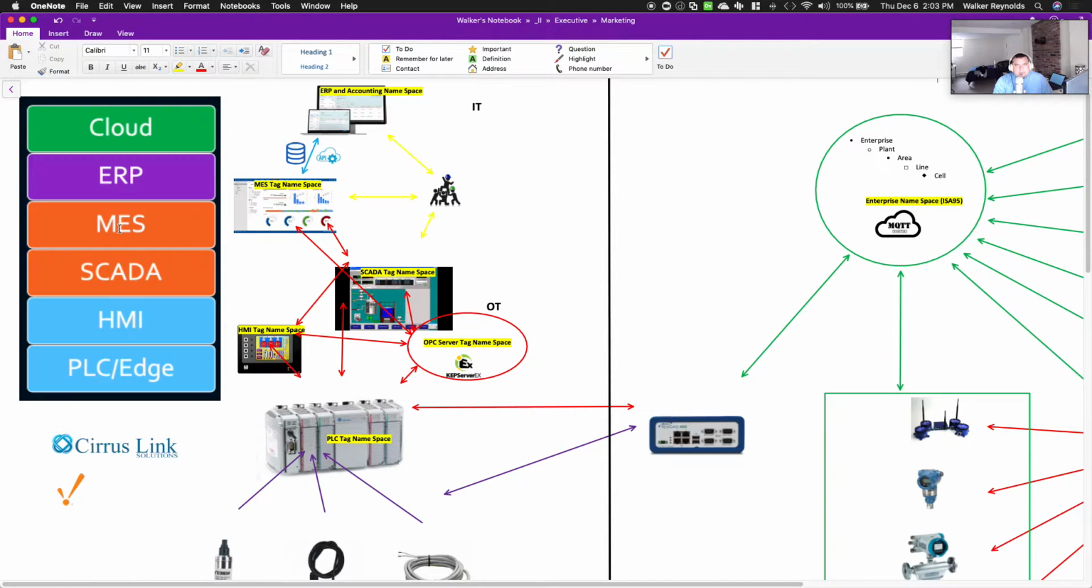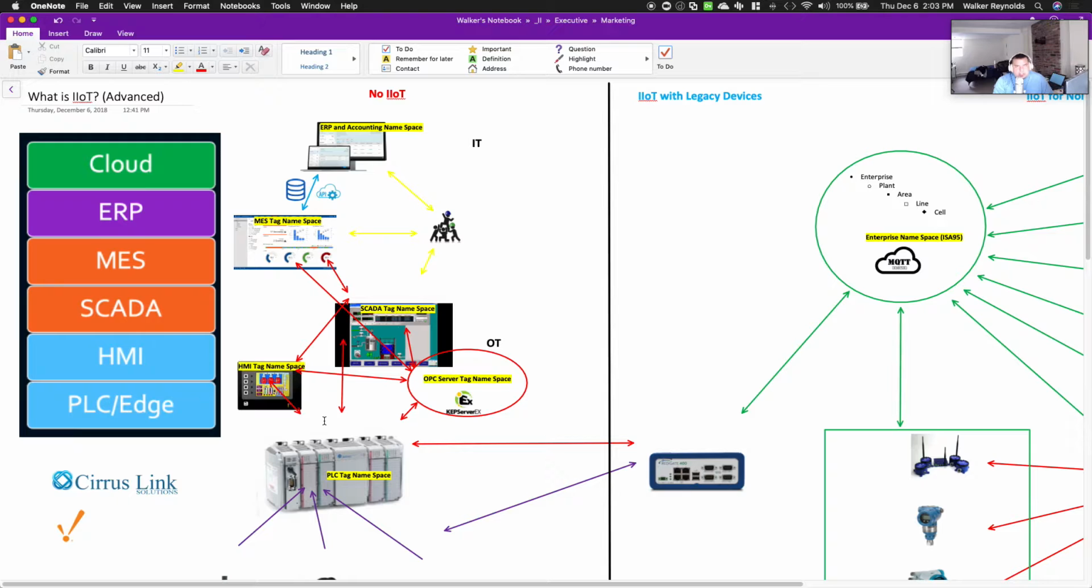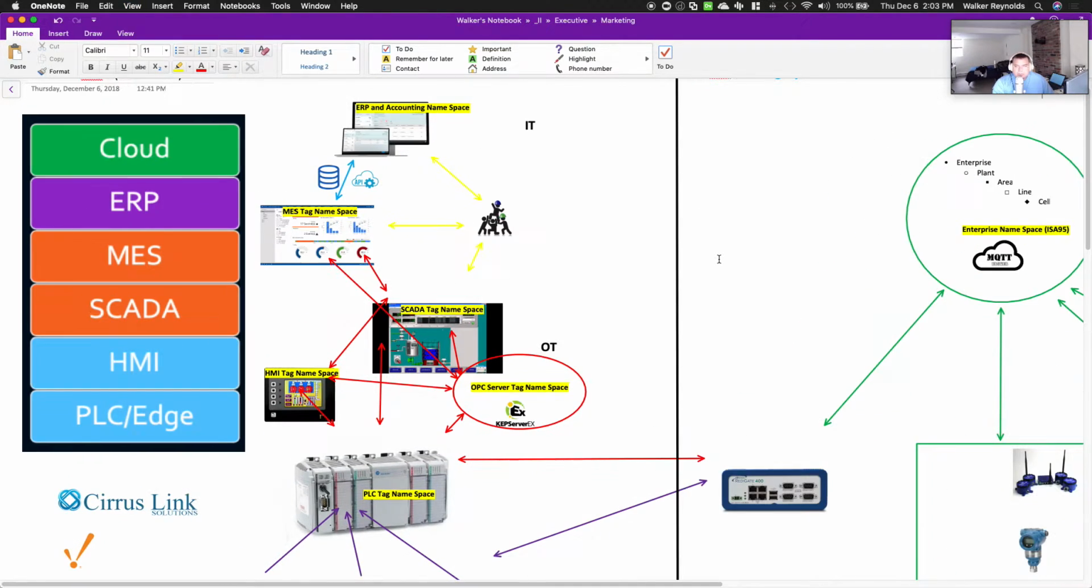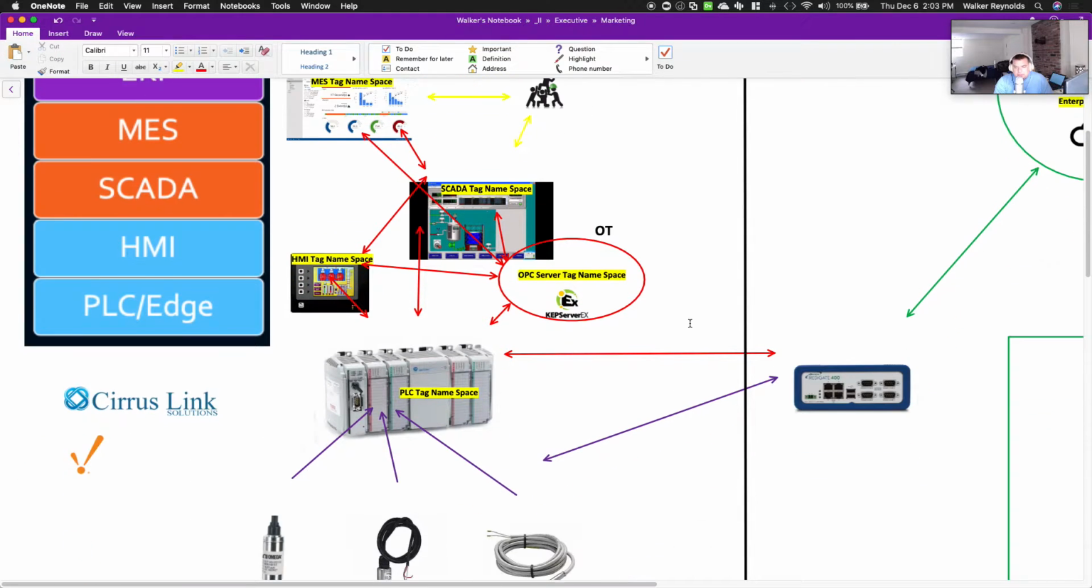MES is in the middle. That's level 3, and level 4 is ERP. You'll notice we have cloud now, which is a new layer, and that cloud is where machine learning comes into place. All right, so let's take a look at the traditional, the non-IIoT structure.